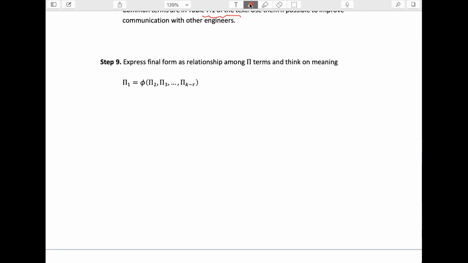So then the last step is that we want to express the final form of these pi terms as this function here. So we've got the thing that we're most interested in, so this is the pi group that holds our dependent variable, and there's some unknown function phi of all of these things. And the reason that we've done all of this is that now we can go out and we can conduct the simplest experiment possible. And that's the experiment that only varies these independent variables to measure their effect on the dependent variables. And then what we can do with that data is we can make the graph, we could perform a regression, and eventually come up with that relationship.